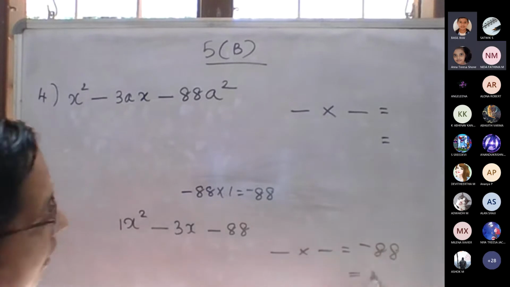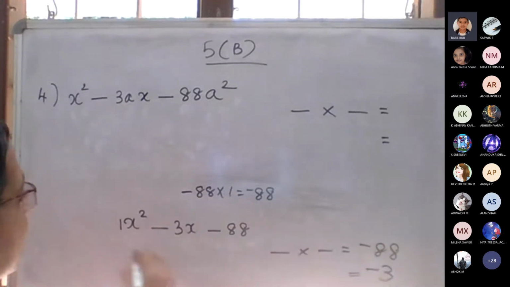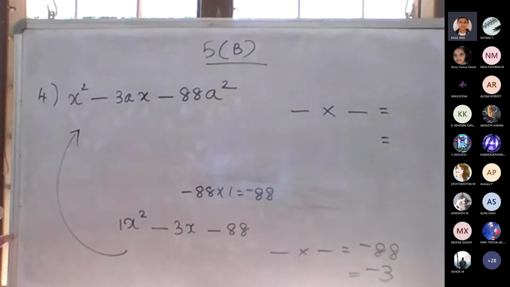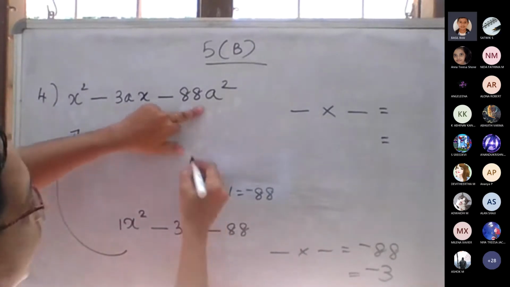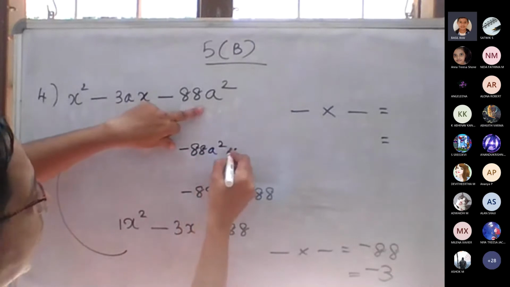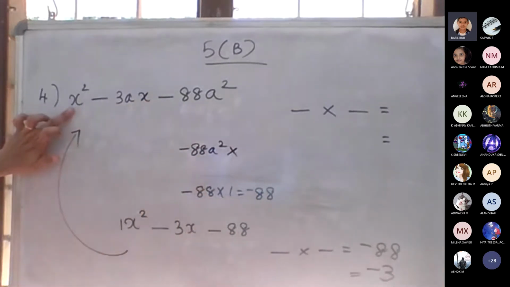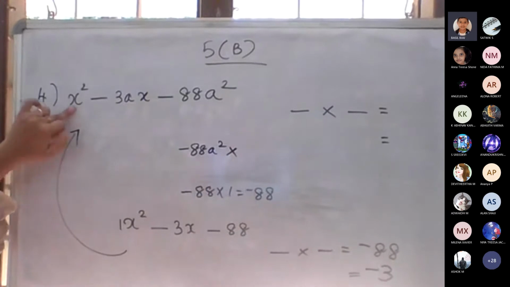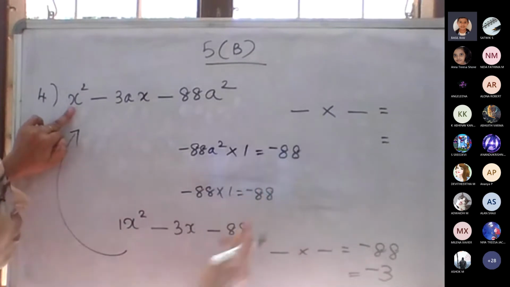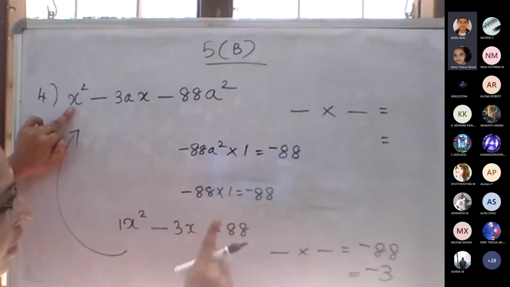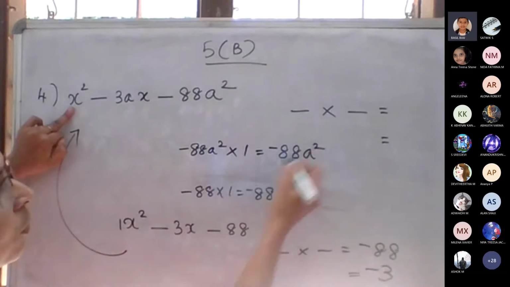Negative 3. So the same concept applies here. Instead of negative 88, we have negative 88a square. If we multiply negative 88a square by the coefficient of x square, here 1, then dash into dash we should get negative 88, not only negative 88, negative 88a square also.